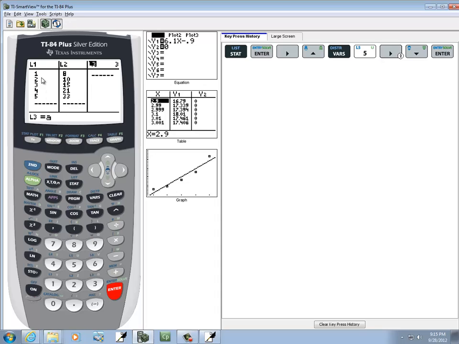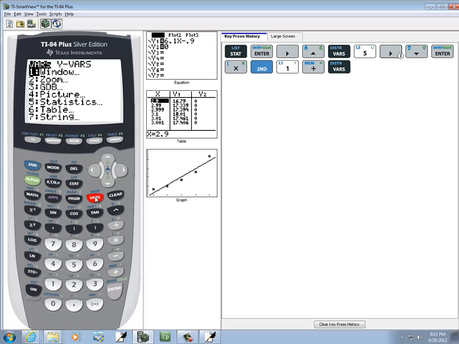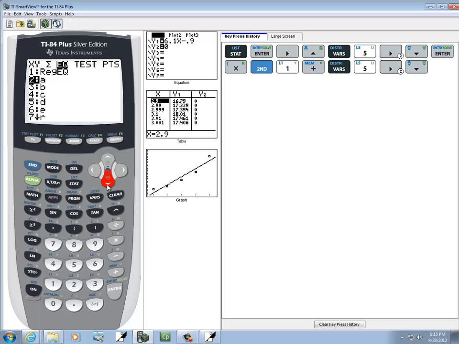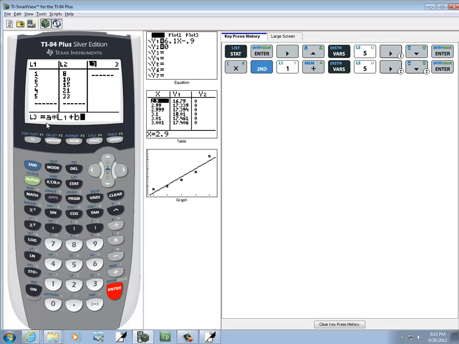Now x is our L1, so I'll do times L1, so I do second 1. And then plus, and we'll go back into our VARS. Choose 5 for Statistics, right arrow over to EQ, and down arrow to b, and press enter. And then you see we have ax plus b. And if you press enter on that, then that'll give us our y-hat.